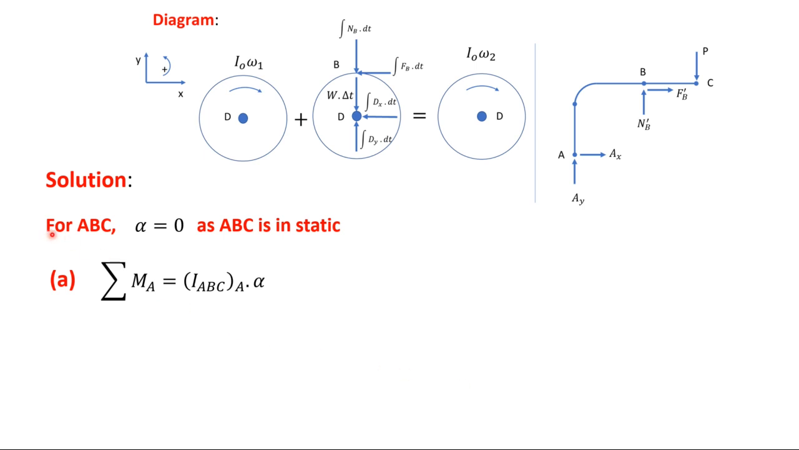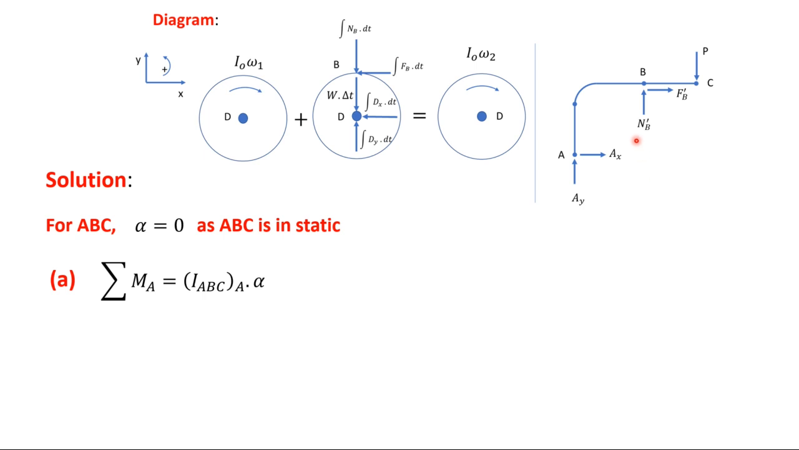So again, we start with the ABC. The alpha is equal to 0 because ABC is static. We take the moment around the point A, which is equal to the IABC multiplied by the alpha. The alpha is 0, so the sigma of the moment around the point A is equal to 0. So now let's see how we get the moment around the point A. The MB multiplied by 0.5, the FB multiplied by 0.4, and the P multiplied by 1.